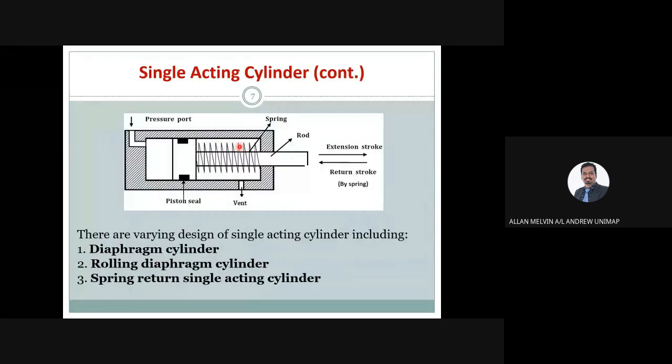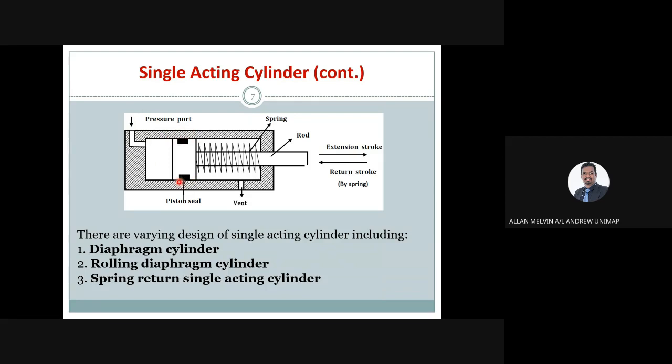So this is a single acting cylinder. So you can see, so you only have one working port ataupun kita panggil dekat sini pressure port. So you have a cylinder, so you have a piston and you have a rod. Okay, piston rod. Okay, so all these labels you kena ingat. Okay, so what is working port? What is rod? So what is piston? So piston adalah bahagian yang penuh.